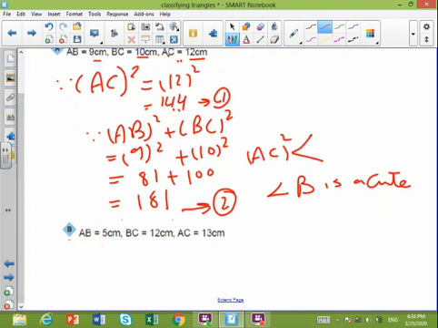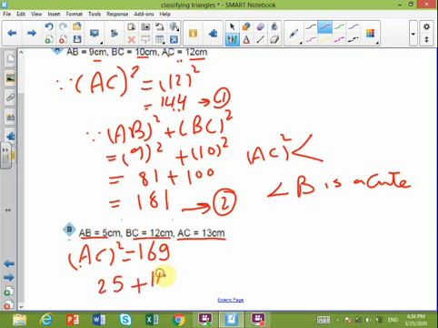AB is 5, BC is 12, AC is 13. The greatest side is AC. AC square equals 13 square, 169. The other two sides square: 5 square, 25, and 12 square, 144. When you add 144 plus 25, you will find it is equal to 169. So the triangle is a right angle triangle, or angle B, which is opposite to the longest side, is a right angle.